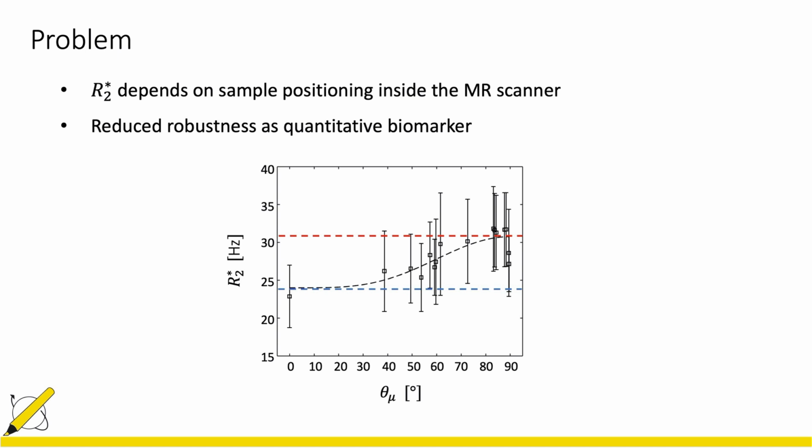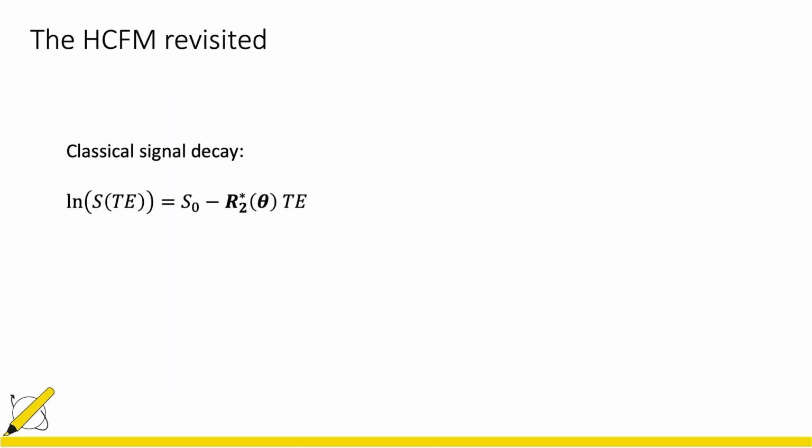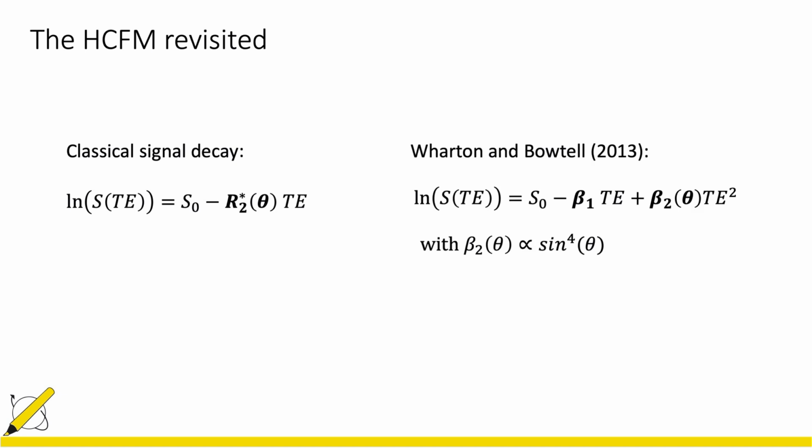In order to understand our proposed method, we have to look at the explicit signal expressions of the classical model and the HCFM. As shown before, the classical model is linear, with the first order coefficient being the fully orientation-dependent R2 star. In contrast, given that we are in the static dephasing regime and the employed echo times are not too long, a second-order Taylor expansion of the HCFM signal shows that the linear term features no orientation dependence. It could thus be interpreted as the isotropic part of R2 star. In this approximation, the orientation dependence occurs first at second order in time.